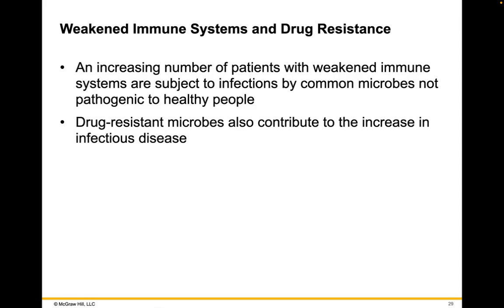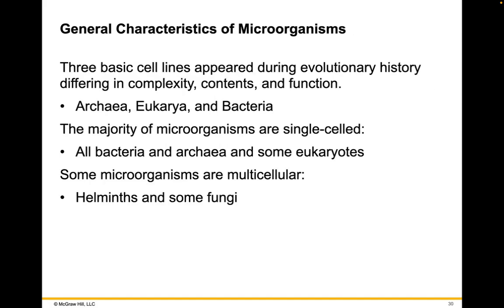An increasing number of patients with weak immune systems are subject to infections by common microbes that are not pathogenic to healthy people. So what we're saying is we see a lot of people with weak immune systems, either due to age or a primary infection, that can then get a secondary infection that a healthy human would not get sick from because their immune system is working and fighting those infections. Drug-resistant microbes have become a problem due to the increase of infectious disease and the abuse of antibiotics.